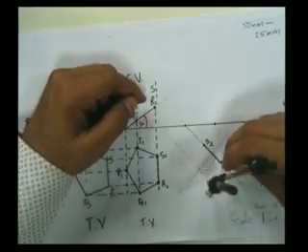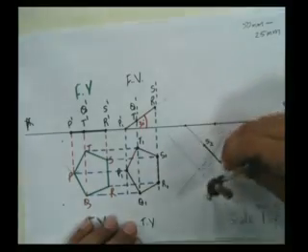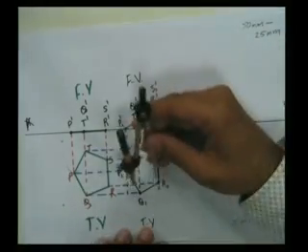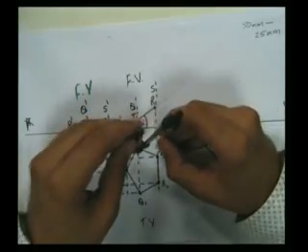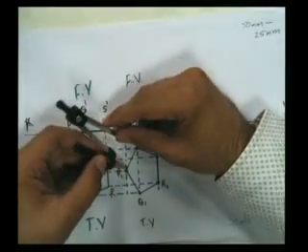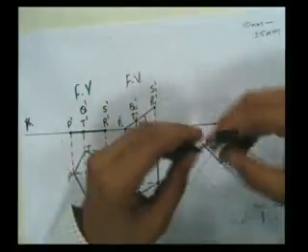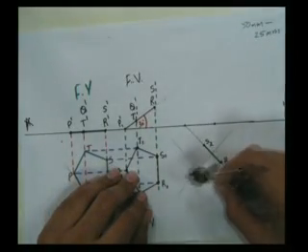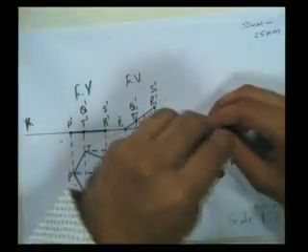From R, I will cut an arc on this. This is same. This is also same. And from this point, I'll cut an arc on this and cut an arc on this.